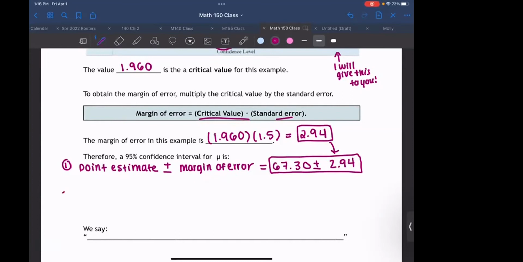Another way we can do this is, my Apple Pencil is not doing well because I dropped it. It's too sad.